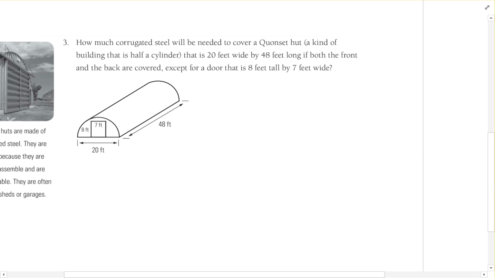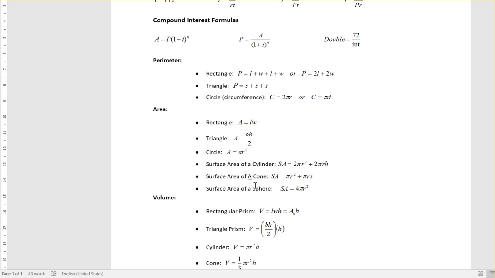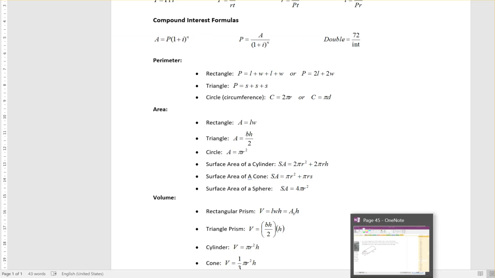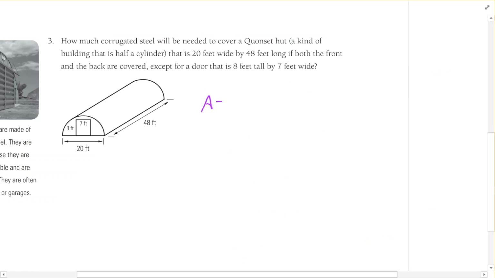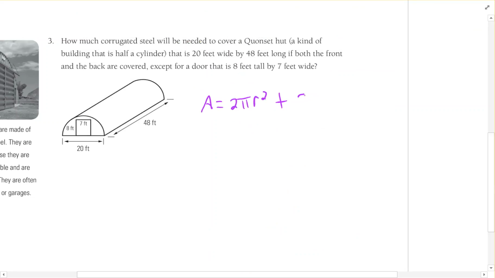Okay, so if the question didn't go very well, here is how you do it. So we're going to get the formula for the surface area of a cylinder. So area is equal to 2 pi r squared plus the second part of it is 2 pi r h. All right, so that would be for an entire cylinder, right? And then I'm just going to divide that by 2 when I'm done to get half of it for this Quonset.